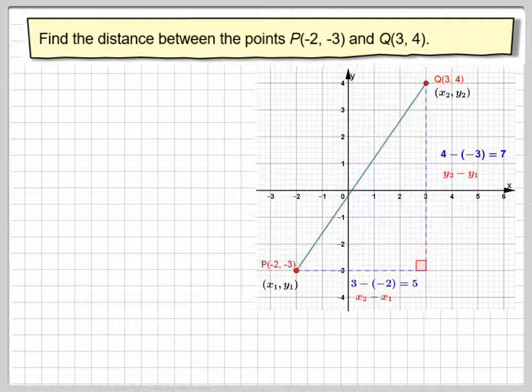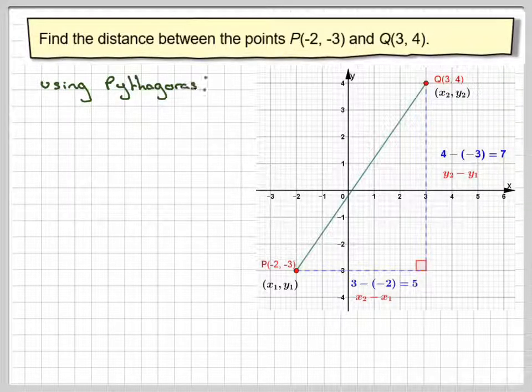Now, if we label the coordinates (x2, y2) and (x1, y1), this distance here can be found by doing y2 minus y1, and this distance here can be found by doing x2 minus x1. It doesn't matter which way around you put them, because eventually we're going to square them. And then we know from our rule of Pythagoras that the square of this side plus the square of this side is equal to the square of this side.